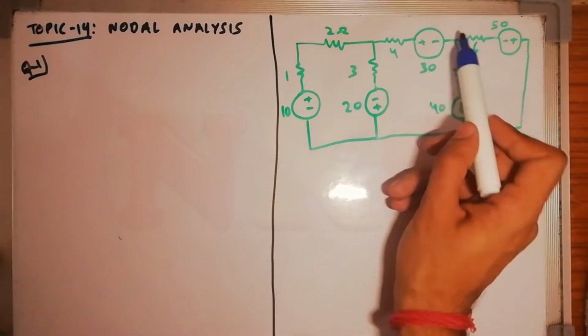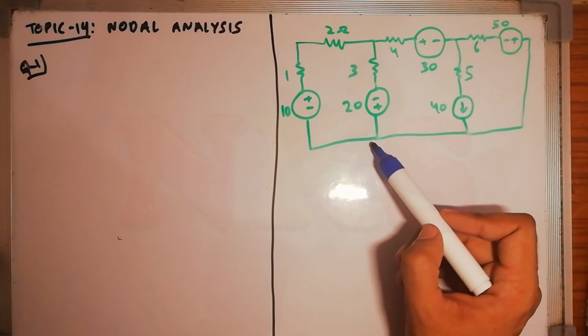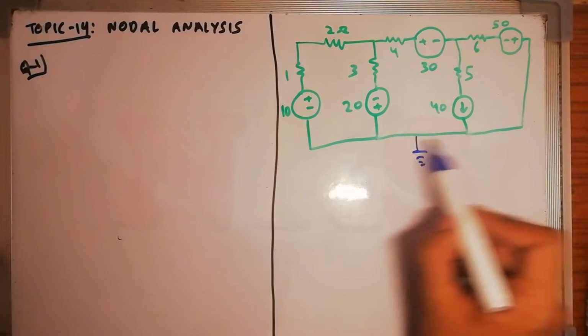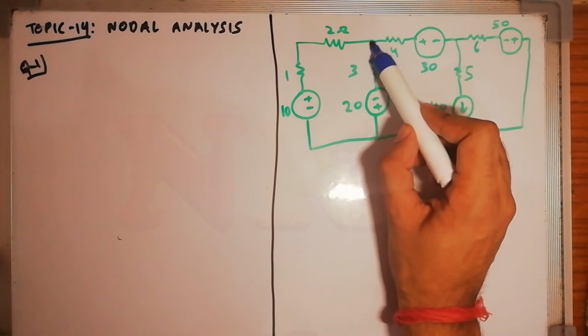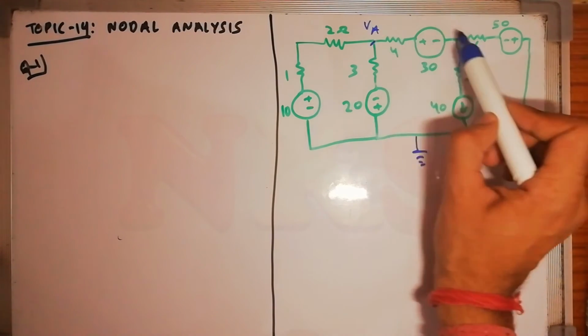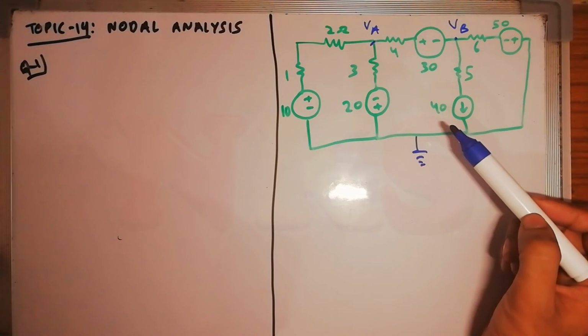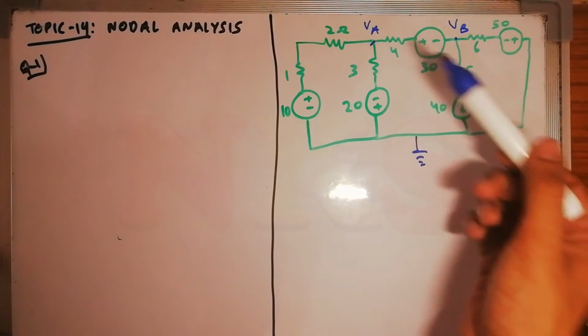So there are 3 nodes, 1, 2 and 3, and then mark the reference node. So I am taking this as reference node. This all is one node. Okay, and I am taking this as VA. This I am taking it as VB. Okay, so now first write the KCL equation at any node.